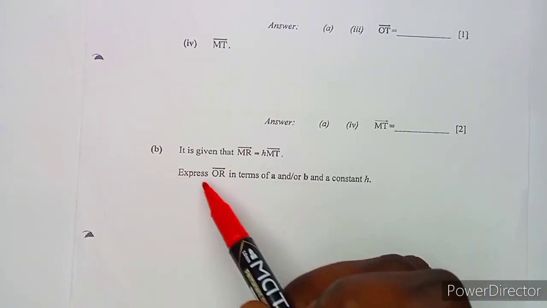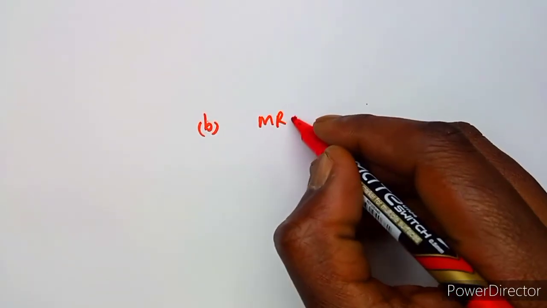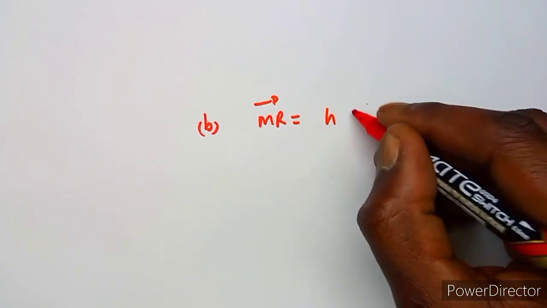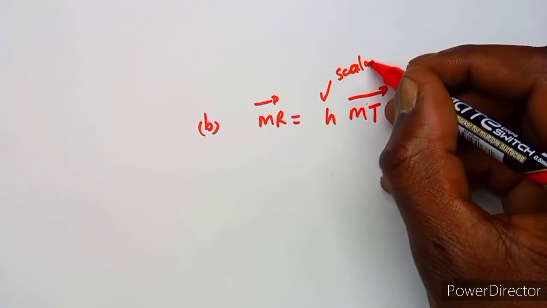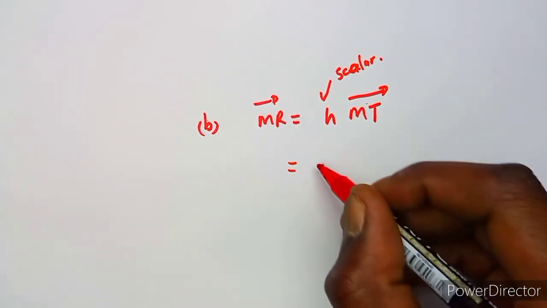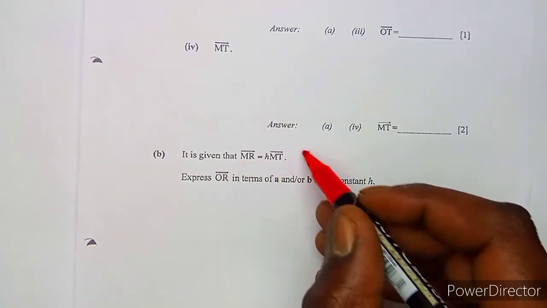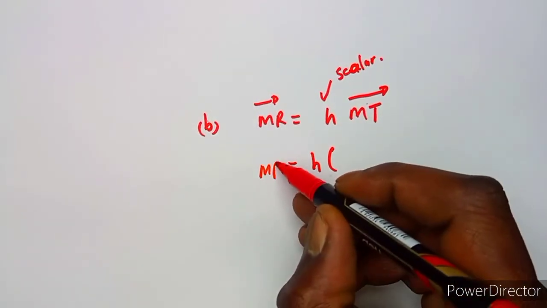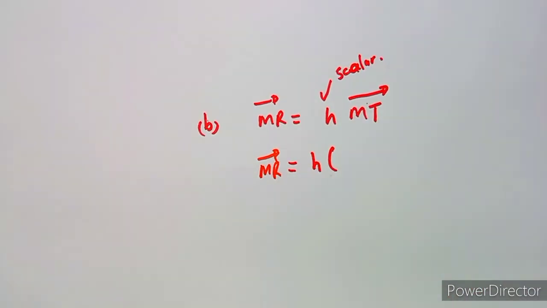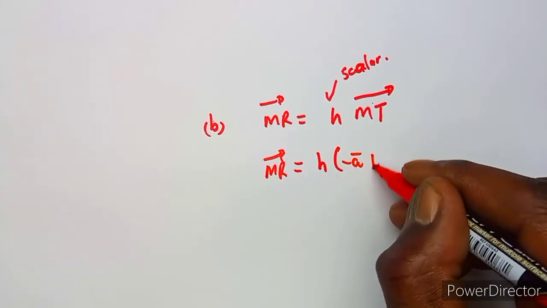On item B, we are now given that MR is equal to HMT. Remember, I explained that this H is simply a scalar. So it's H times MT, because we want to express OR. But first, find the vector that you're given, which is MR. So MR is HMT. Where is our MT? This is your MT here, which is minus A plus 3B.